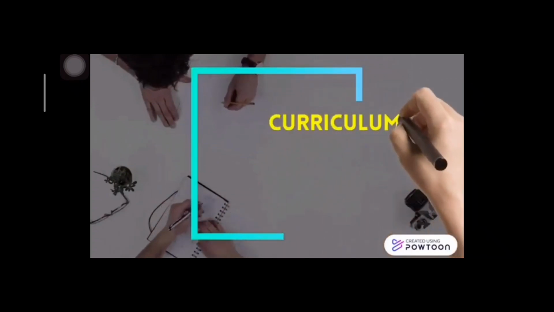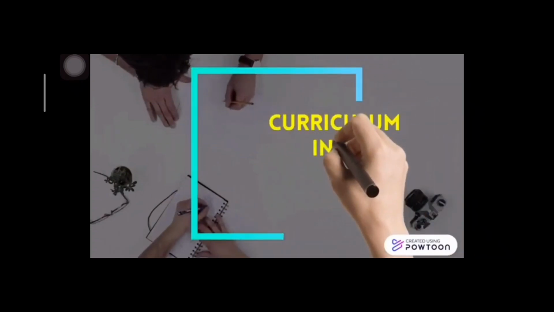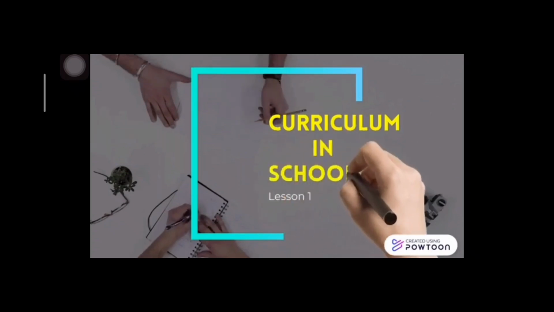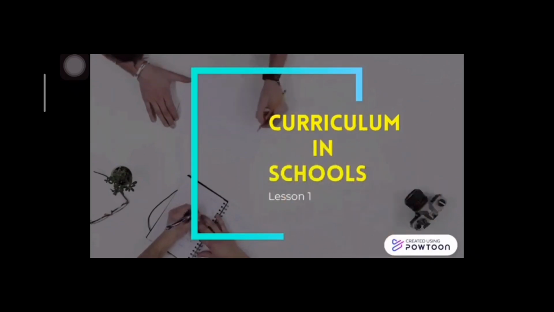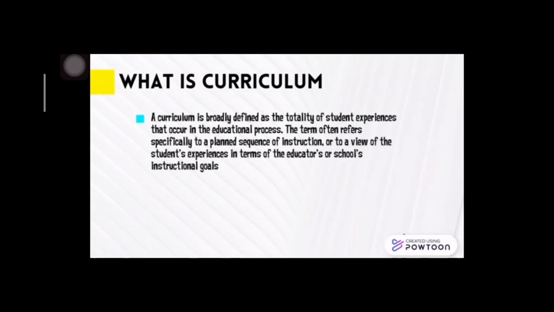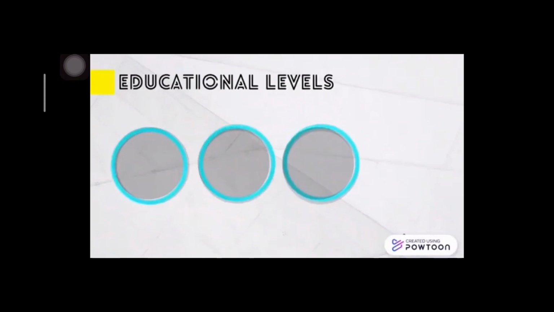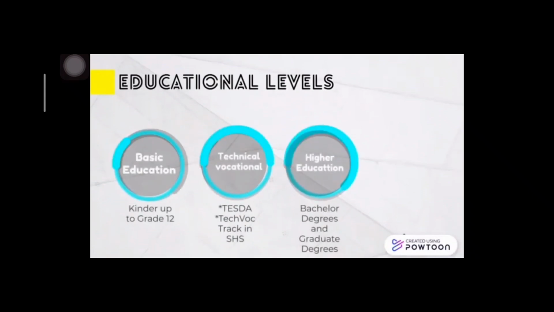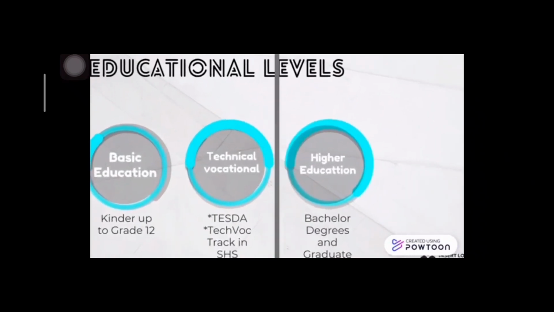The topic that I chose is about the curriculum in school, under Lesson 1. But first, let us tackle what is curriculum. A curriculum is broadly defined as the totality of student experiences that occur in the educational process. Moreover, there are three educational levels: basic education, technical-vocational, and higher education.